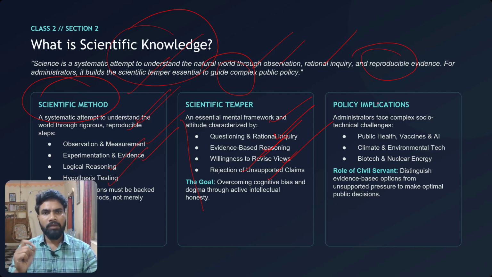Then, if you see the policy implications, administrators face complex socio-technical challenges in situations like public health, vaccines, and artificial intelligence. Some people reject vaccines. Why? There is some belief that they harm people. But being a scientifically tempered person, you should convince those people to take vaccines. Then in climate and environmental technology, biotechnology and nuclear energy also, you have to deal with many administrative and policy related aspects, and scientific knowledge helps you a lot.